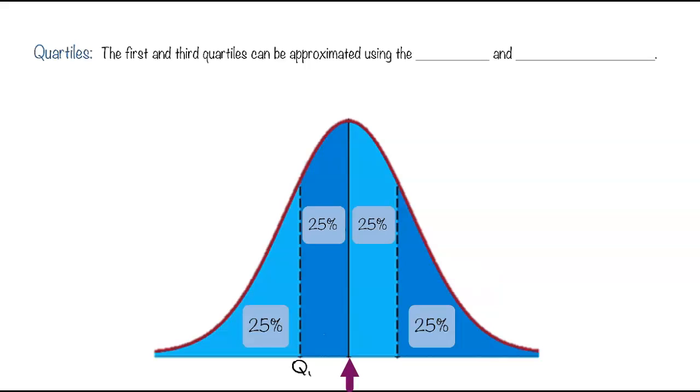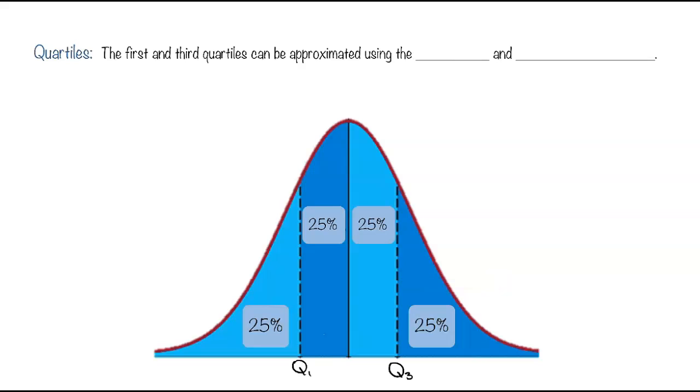The second quartile, or Q2, corresponds to the 50th percentile, which is also the same as the median, and in the case of the normal curve, the same as the mean. The third quartile, or Q3, corresponds to the 75th percentile. That's the data value such that 75% of the data values are less than or equal to that value, and 25% of the data values are greater than or equal to that value.